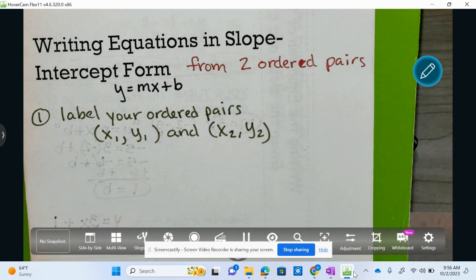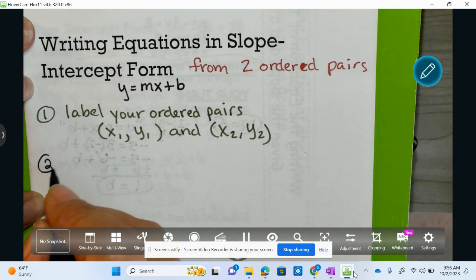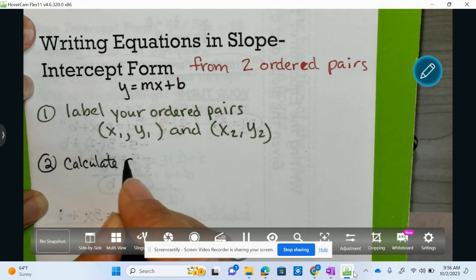What is the next thing that we should do? What do we do with those ordered pairs? What formula is that? Do you remember? Well, it's the slope formula. We're going to calculate slope.